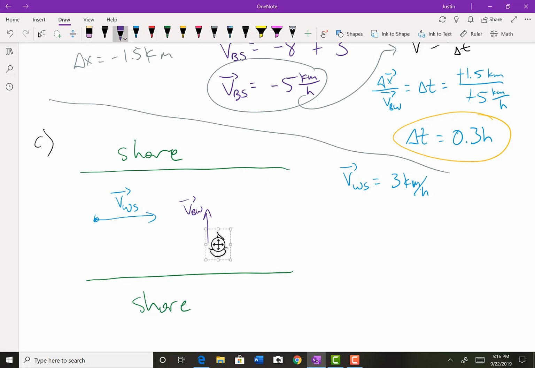What this problem is basically asking us to do is, what angle do we have to aim our velocity at in order to just have the boat go straight across? So no going this way.